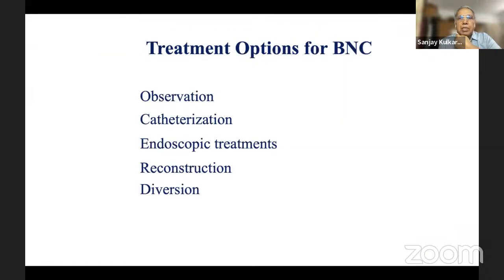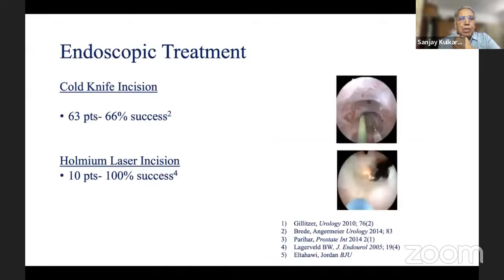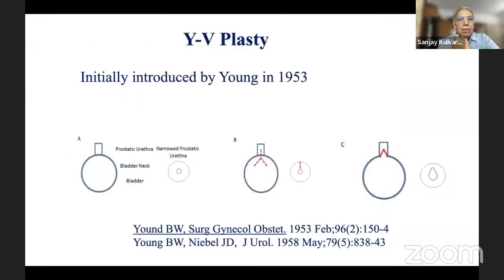The treatment options available for bladder neck stenosis are observation, catheterization, endoscopic treatment, reconstruction, and diversion. All of us are familiar with cold knife incision. The success rate is about 66%. And for holmium laser incision, the success has been quoted as 100%. I have quoted 5 different papers here. So all of us are familiar with bladder neck incision and laser incision.